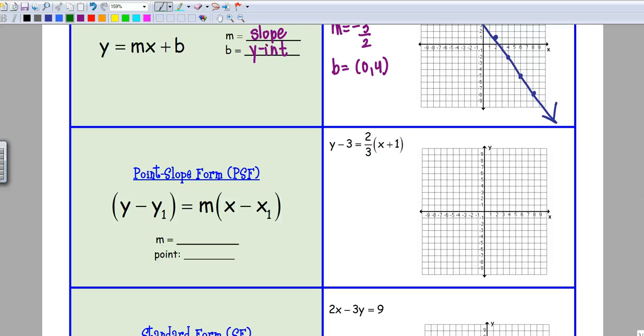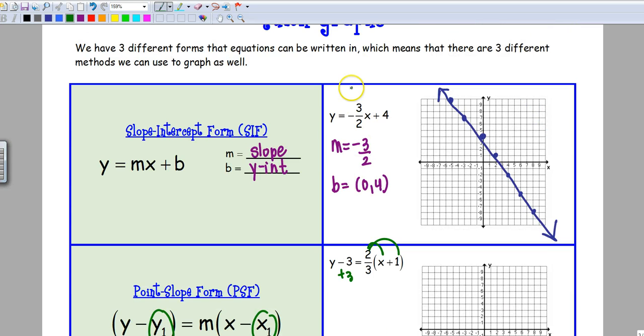All right, point slope form. m is still your slope. The point you're looking at is (x1, y1). All right, so depending on the equation that you are given in point slope form, some people are going to distribute, move the 3 over, and just graph like this. And if that's what you want to do, that's fine.